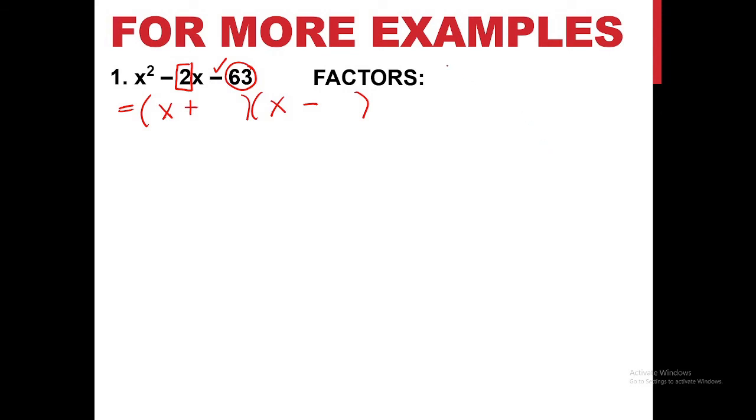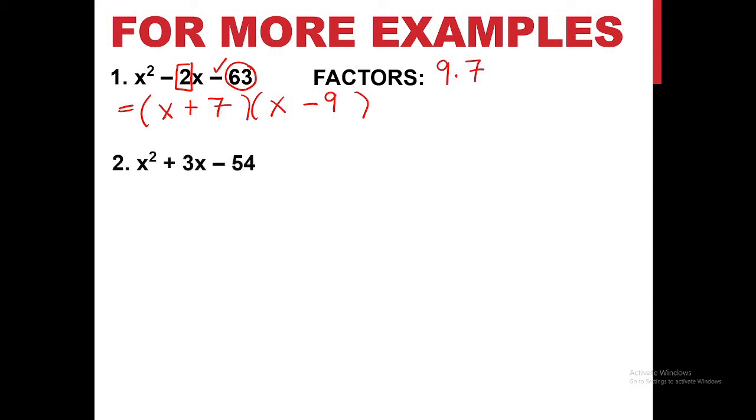7 and 9. I agree with that. 7 and 9, sir, because 7 times 9 is 63. And when I subtract these two numbers, I'll be getting the middle term 2. Now, my question, which should be negative? 9 is negative, positive is 7. So, those are your factors now.